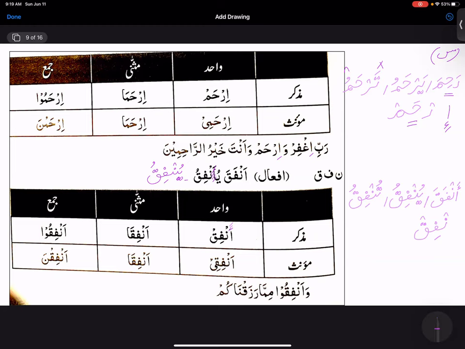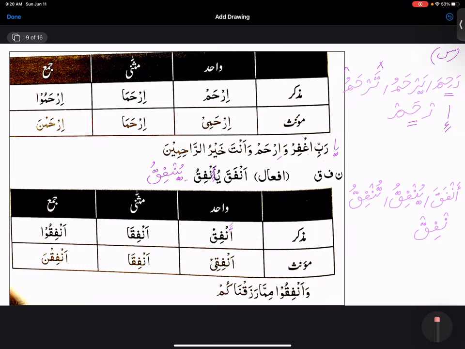And again, Rabbi ghufir. So actually it is Rabbi ighufir, but we say Rabbi ghufir. And why is Rabbi over here with kasra? There is no harfu jar over here. What is making it with kasra? My Rabbi. That's my Rabbi. Idafa. Exactly. Rabbi. It could be Ya Rabbi. Yeah, Ya Rabbi. So Ya is missing over here. My Rabb. Subhanallah. So Rabbi, then Ighfir.